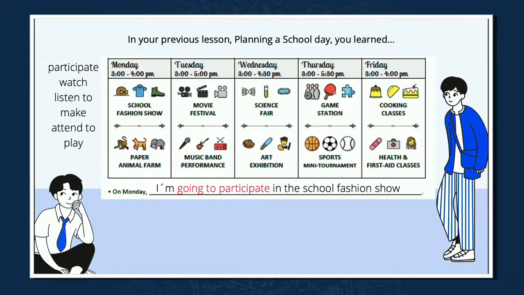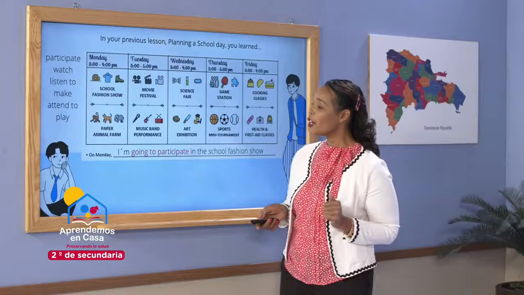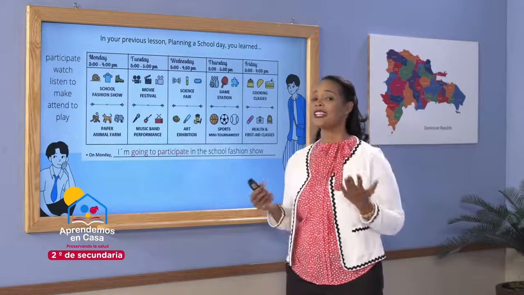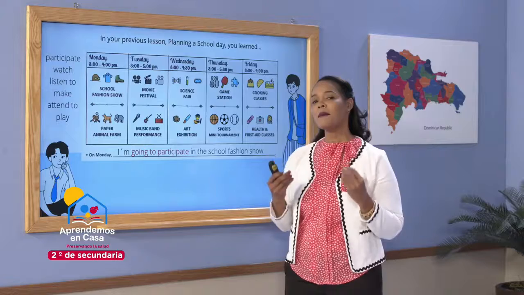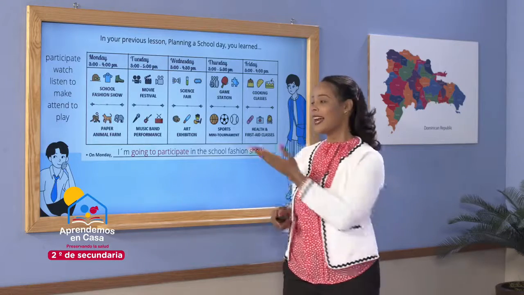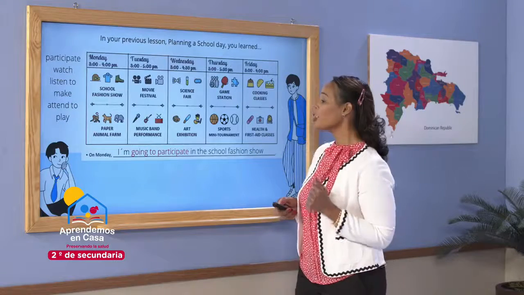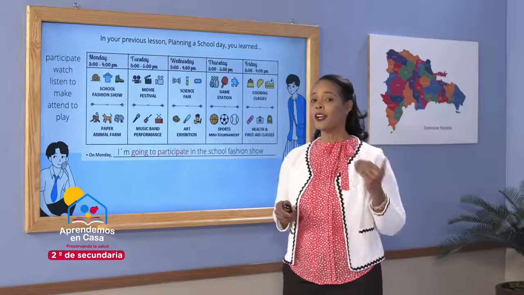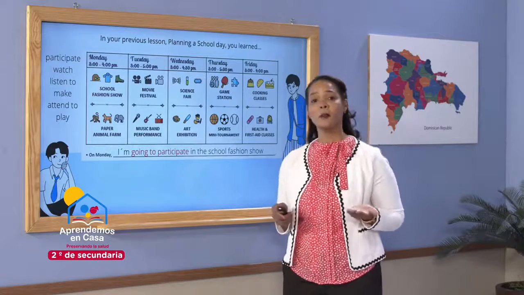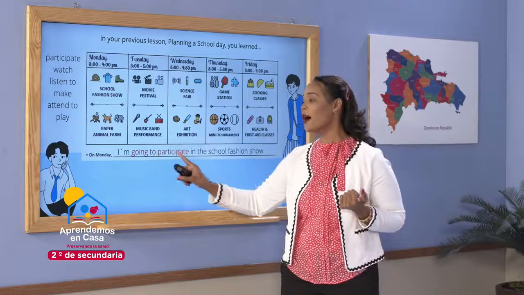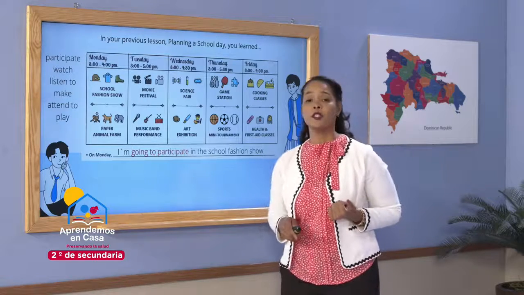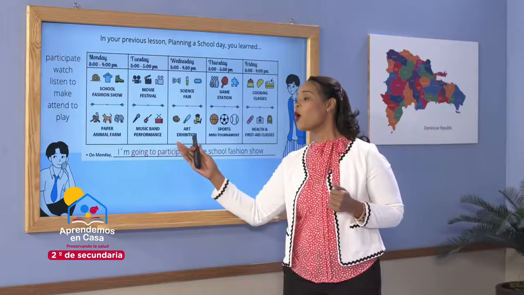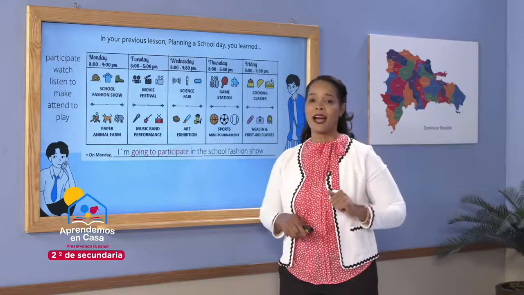In that lesson, also, you learned or reviewed how to talk about your future plans. En esa lección también recordaste cómo hablar de tus planes futuros, like in this sentence. I'm going to participate in the school fashion show. You remembered that to talk about future plans, we use going to plus the action we're going to do. Recordaste que para hablar de tus planes futuros utilizas going to junto con la acción que vamos a hacer.